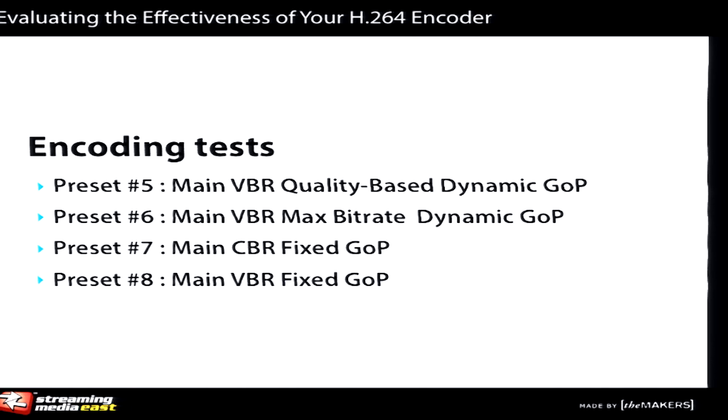So I did the same battery of 4 tests. The first one, I tried to do a VBR quality base, meaning I didn't specify a bit rate. That's actually hard to do in MainConcept, because MainConcept doesn't have a quality-based value like H.264. If you've used H.264 before, there's a CRF value that you can set. The default's 21, and that's what I used.